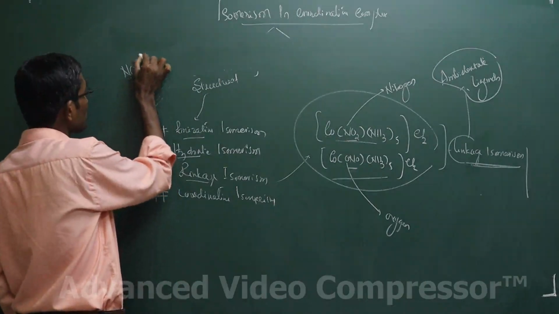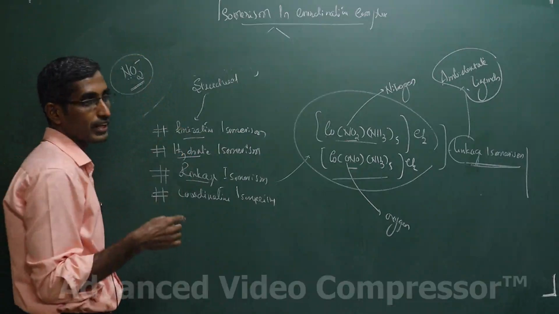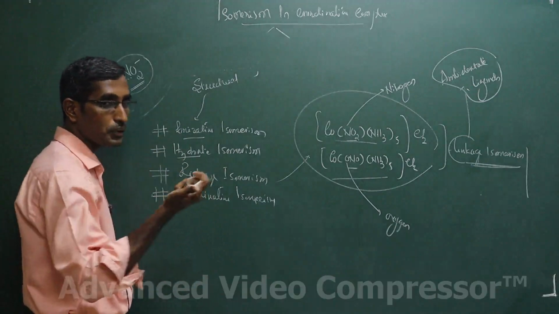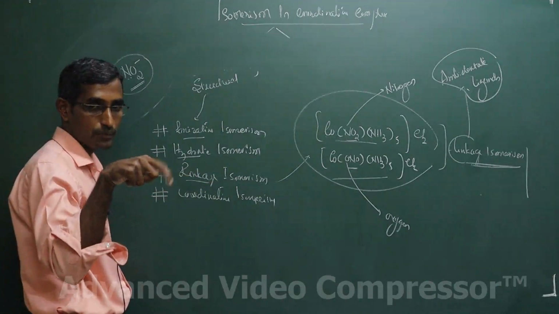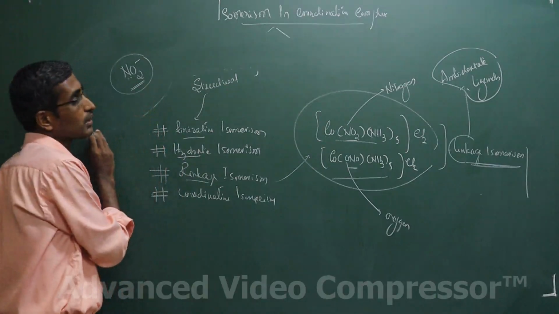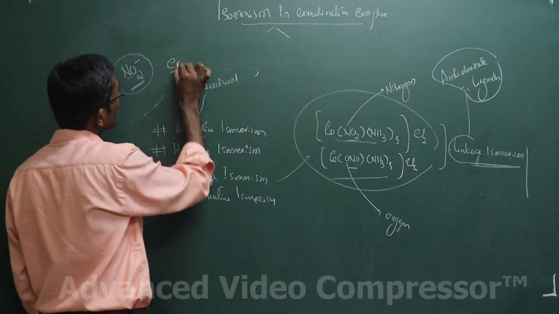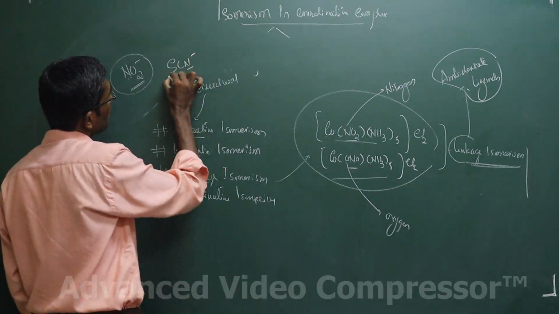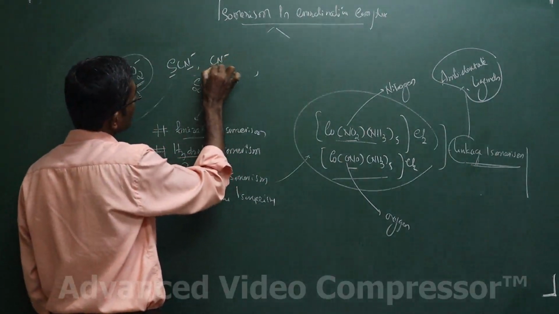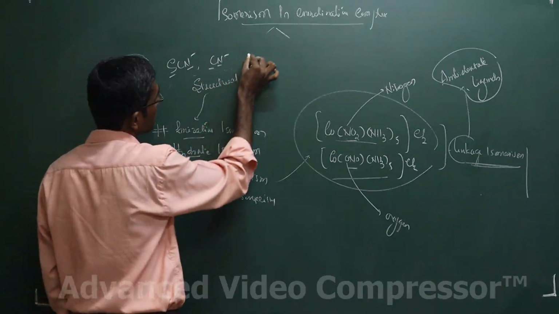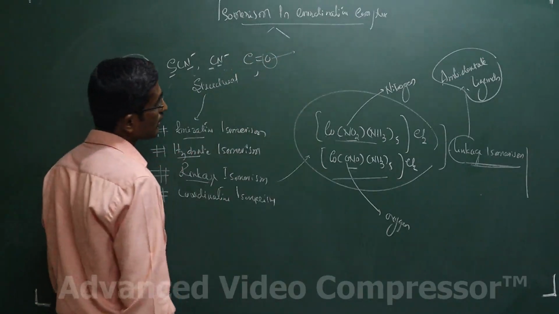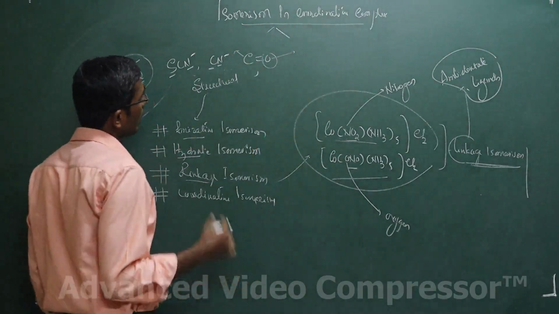That means it's a monodentate ligand, but two coordinating atoms are there. At least one of the coordinating atoms will be utilized for making a coordination bond with the central metal atom. So the nitrogen can be linked, or the oxygen can be linked. SCN minus: nitrogen can be used, or the sulfur can be used. Got it, right? Or CN minus: carbon can be utilized, or nitrogen can be utilized. CO: oxygen can be used in linking, or carbon can be used in linking, and so on.